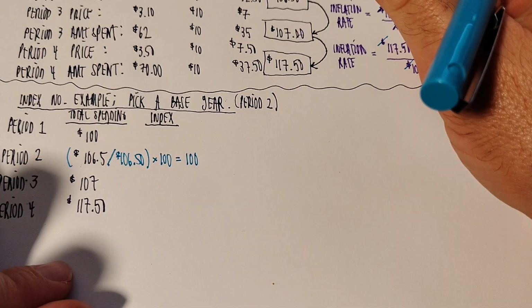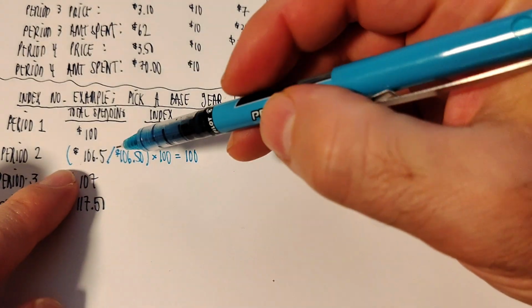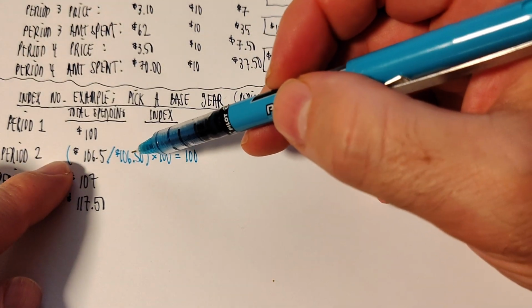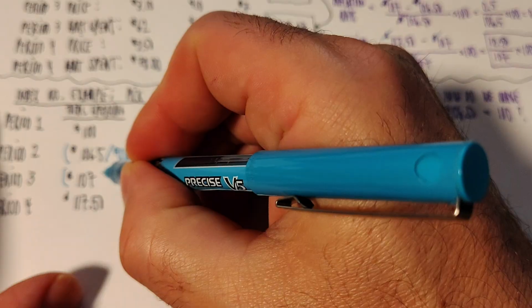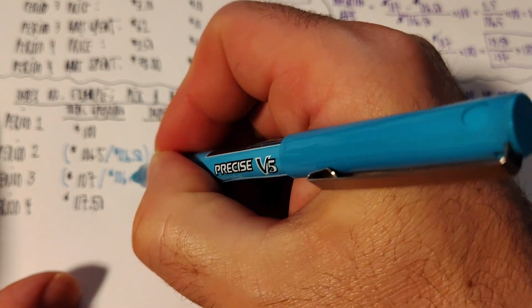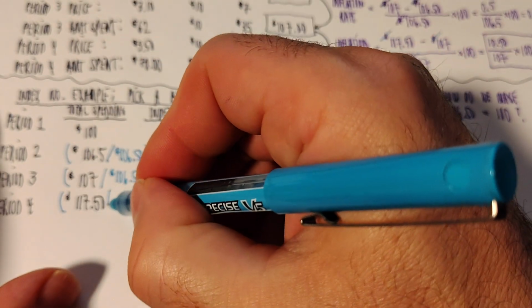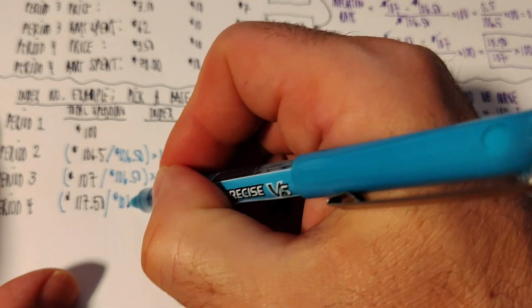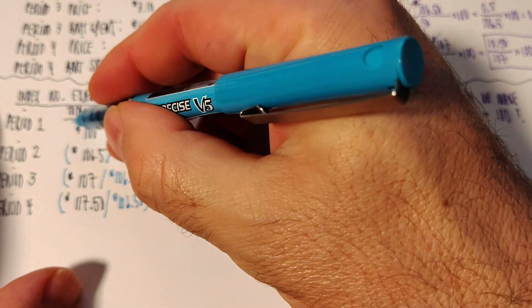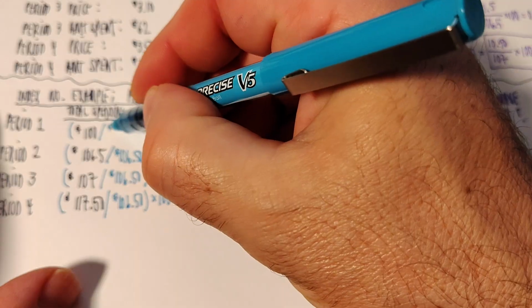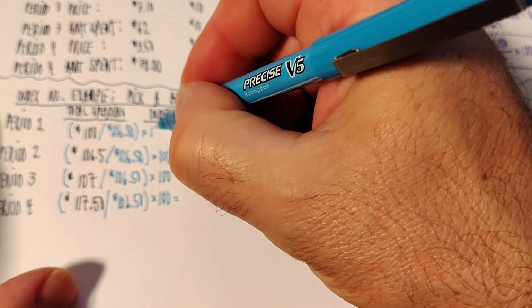All right. When we do this to every single year, so you see this blue, whatever I did to period 2, I have to do to these other ones. So I'm going to divide everything by $106.50. We have to divide it by the base year and multiply by 100. So I'm going to divide this by $106.50, multiply that by 100. And we're going to take $100, divide that by $106.50, and then multiply that by 100 as well.